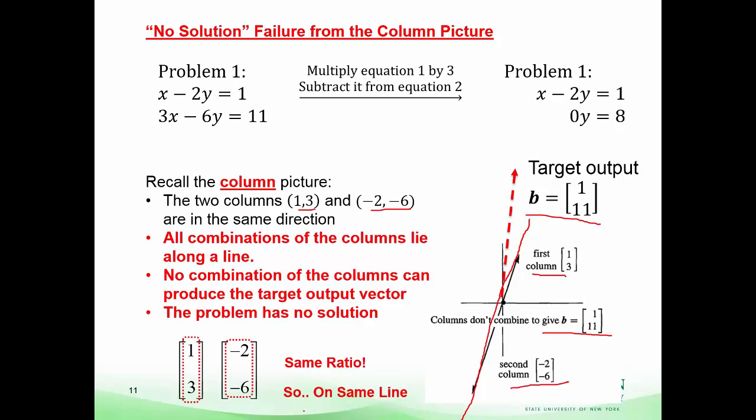So now we're looking at that same thing, that it's kind of the same ratio issue again. We've got 1 to 3. That tells us how this vector is sloped, and -2, -6 tells us how this other vector is sloped. Well, they have the same ratio. 1 to 3 is the same as -2 to -6. And so that's why they lie on the same line. So we're seeing essentially the same kind of thing here.